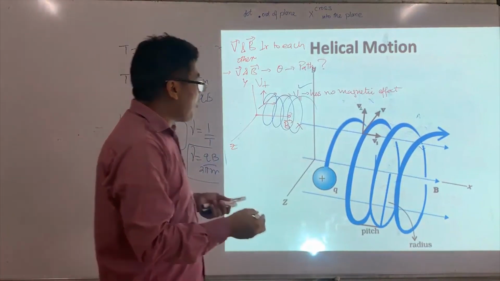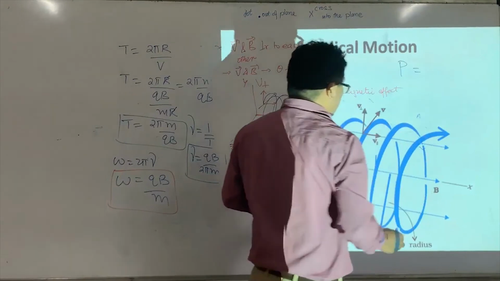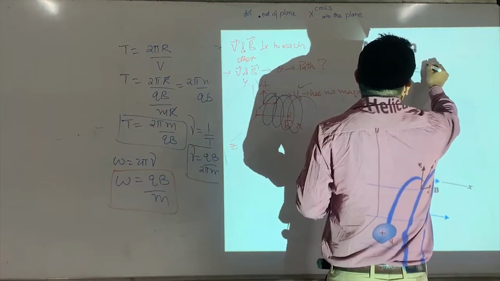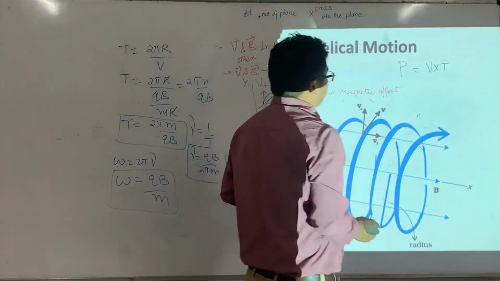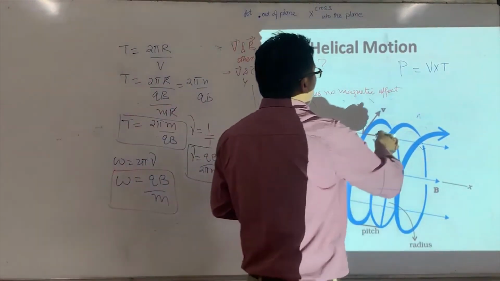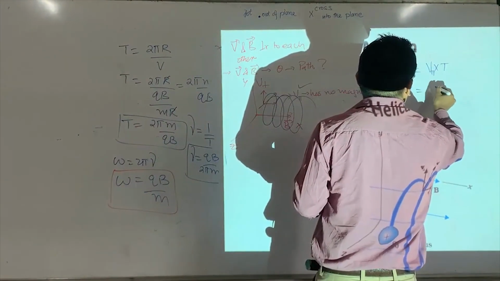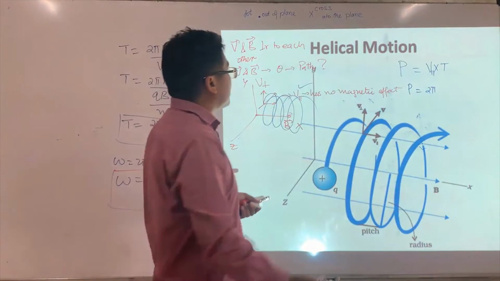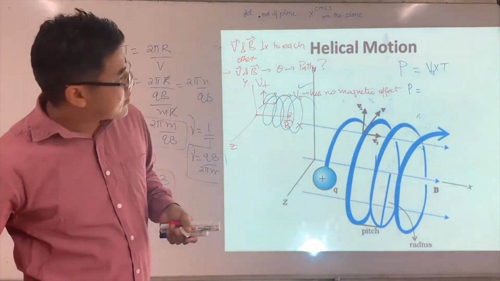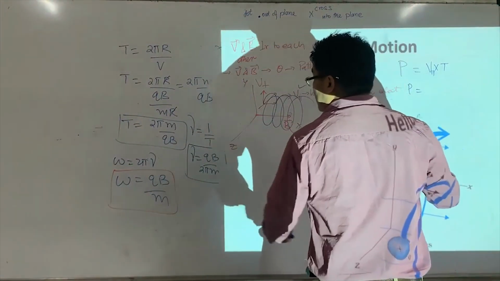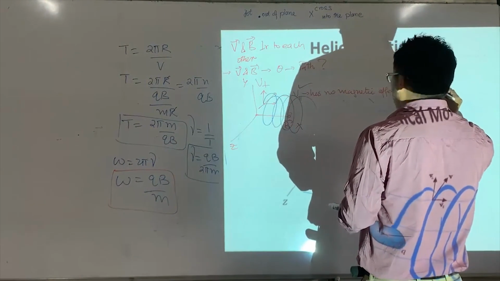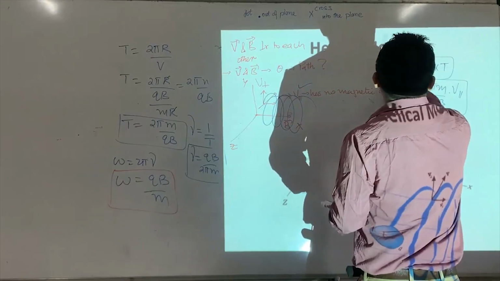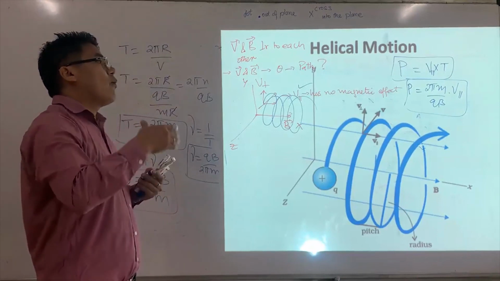Now I would like to define what pitch is. Pitch is the distance moved in one time period, right? So the distance moved in one time period is velocity times time period. This is the pitch. So this is the horizontal velocity times the time period. The time period is 2 pi m divided by QB, multiplied by this is the pitch. So pitch is the distance moved by a charged particle in one time period, in one round.